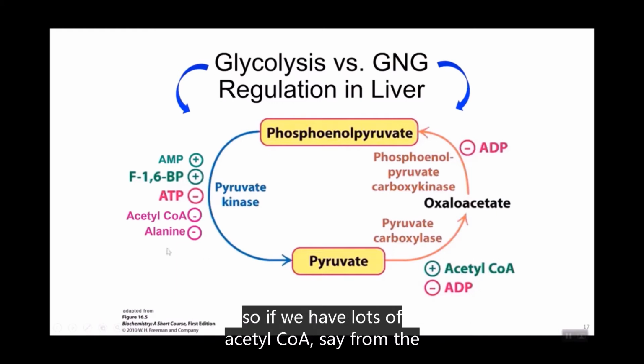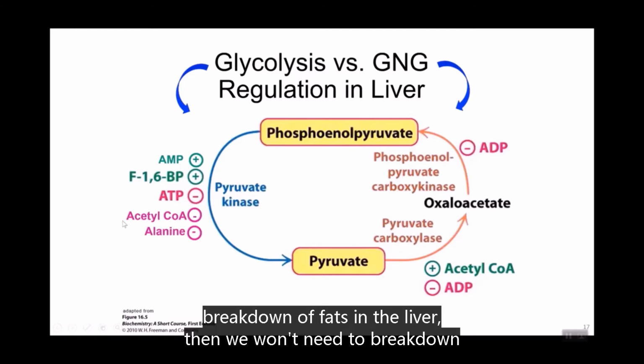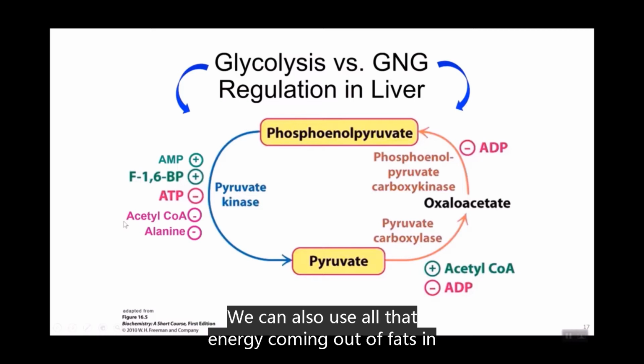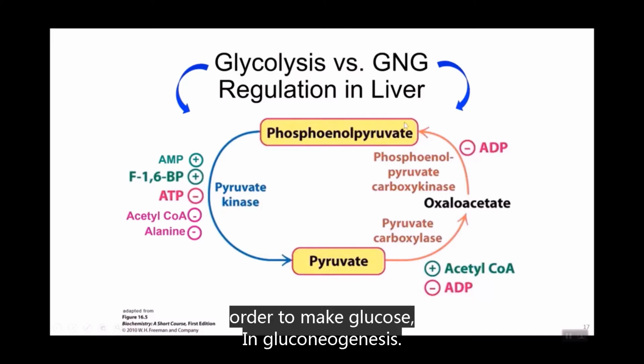It also inhibited step 10 of glycolysis. So if we have lots of acetyl-CoA, say from the breakdown of fats in the liver, then we won't need to break down glucose and can instead share it with the rest of the body. We can also use all that energy coming out of fats in order to make glucose in gluconeogenesis.